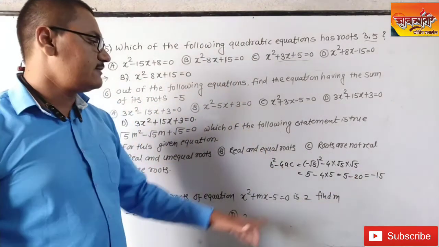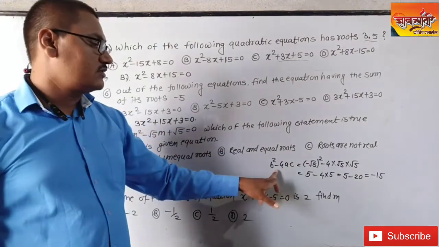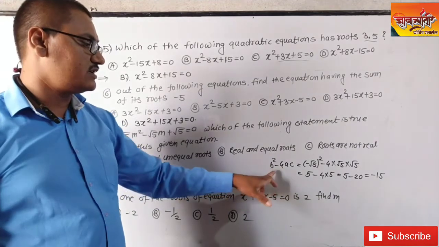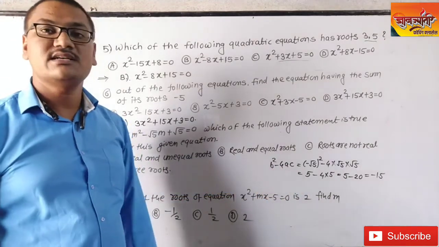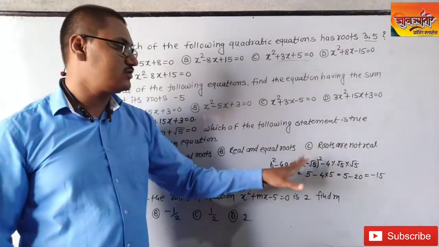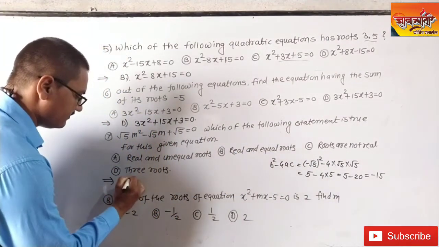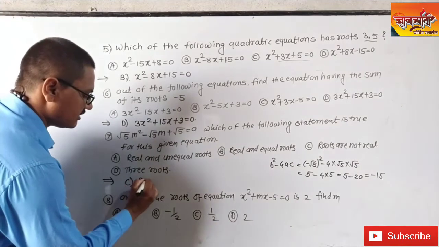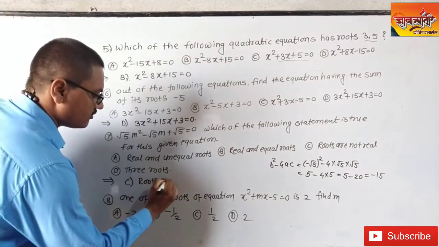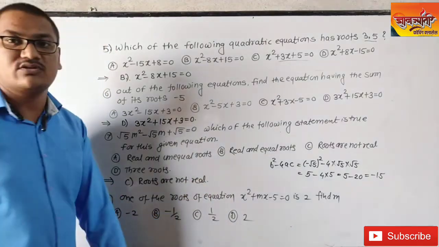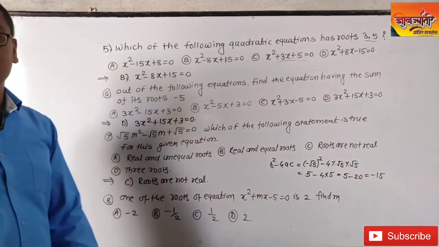This verifies the condition b² − 4ac is less than 0, which means the roots are not real. So option C, roots are not real, is the correct option for the given equation.